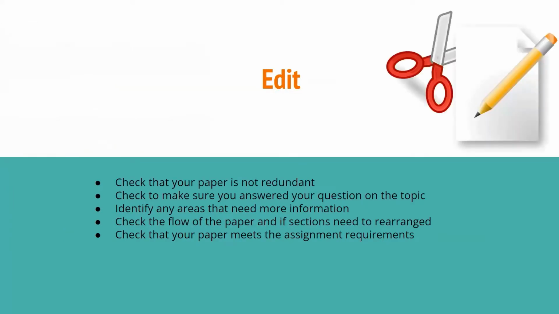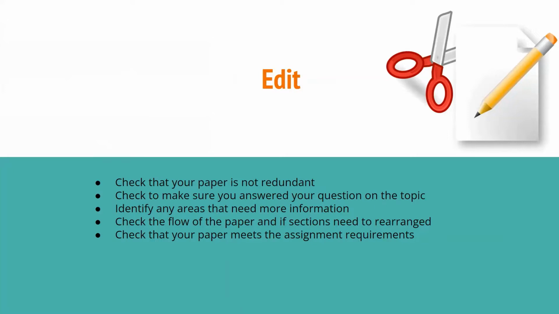And then you're going to edit your paper. You're going to cut out those things that don't make sense. You're going to check that your paper is not redundant, that you're not repeating yourself over and over. And you're going to check to make sure you answered your question on the topic. You're going to identify any areas that need more information or if there are questions that are left unanswered. And then check the flow of the paper and if sections need to be rearranged.